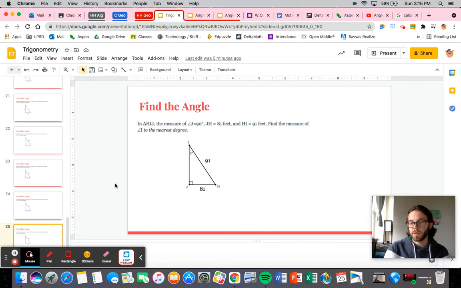All right. So this is a broad overview of trig. I just want to make sure that you know how to calculate the different pieces of information. We are going to practice more, so do not worry. And then we're going to be applying this.